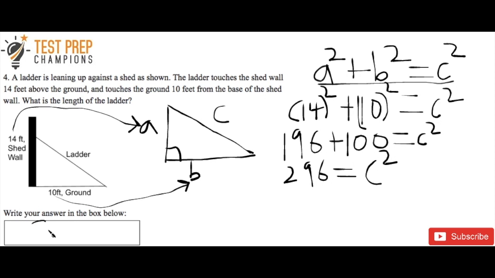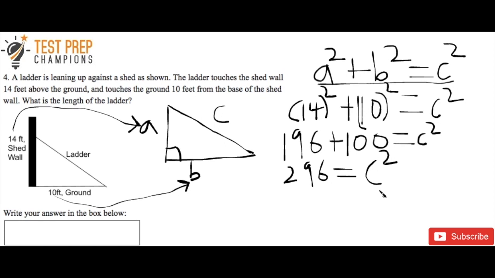So is the answer 296? No, it's actually not, right? Because we're trying to find the length of side c, or the length of the ladder, and we just found the length of the ladder squared, or side c squared. So we need to take the square root. So you need to take the square root of 296.